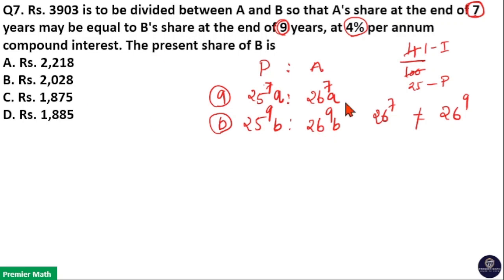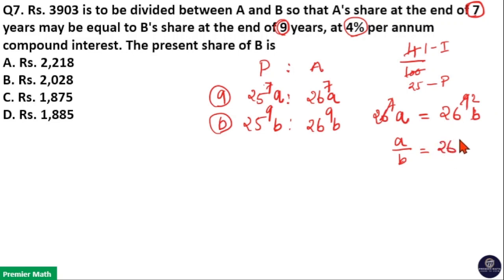Now, you can see 26 raised to 7 parts of A is equal to 26 raised to 9 parts of B. That is, we equalize the amount because this is in ratio format. So, we need to write the parts as well. So, here A by B is equal to, this one goes 2 times cancel.